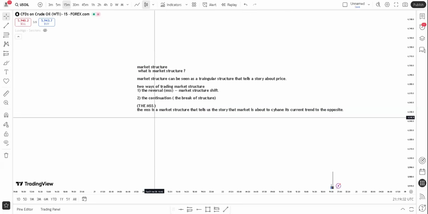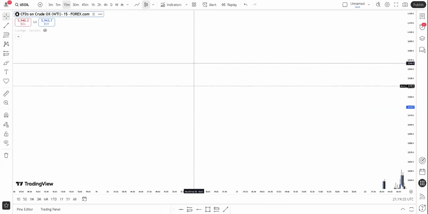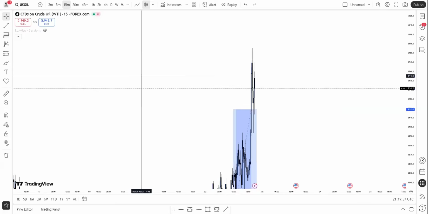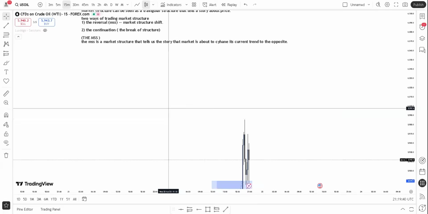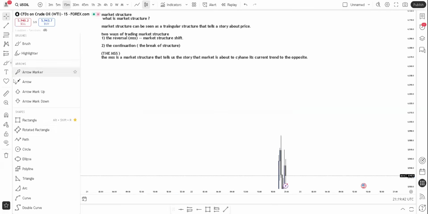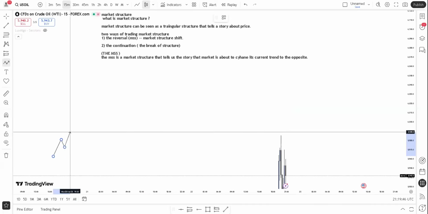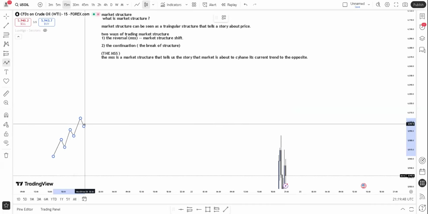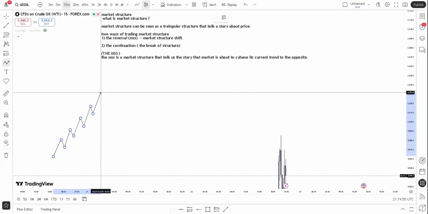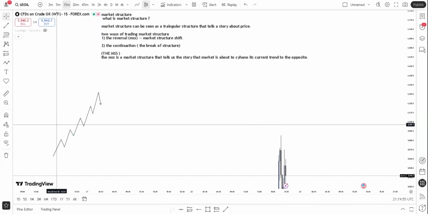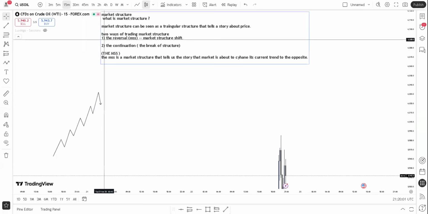Now, what does this mean? Come here. Before we do that, let me show you a diagram of how the market structure shift looks. What kind of trend is this? Bullish. Uptrend. Good, you're also correct.